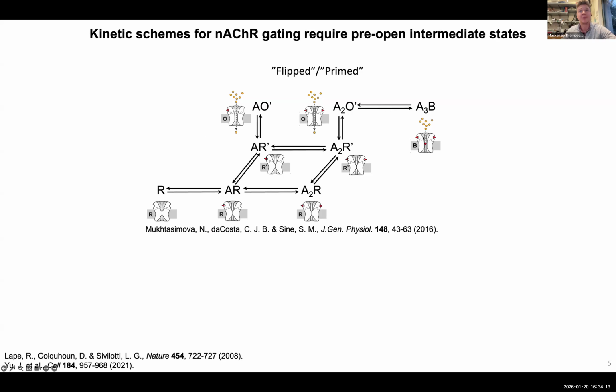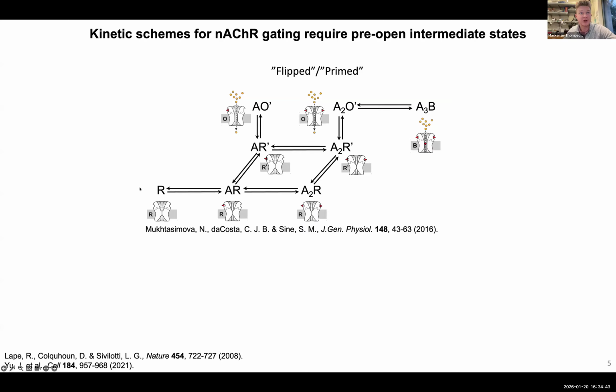And so, people have been modeling the kinetics of acetylcholine receptor gating for almost half a century, and we have a pretty good idea that these receptors have to exist in at least these many states. You have resting states that can bind either one or two agonist molecules. These resting states then have to transition into some sort of pre-open intermediate state before they can open with either one or two agonists bound.